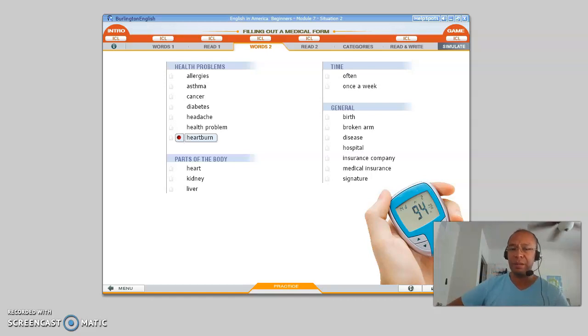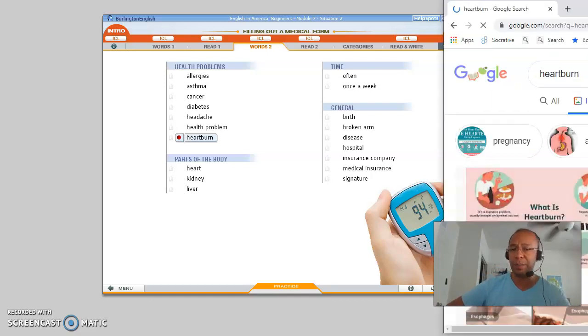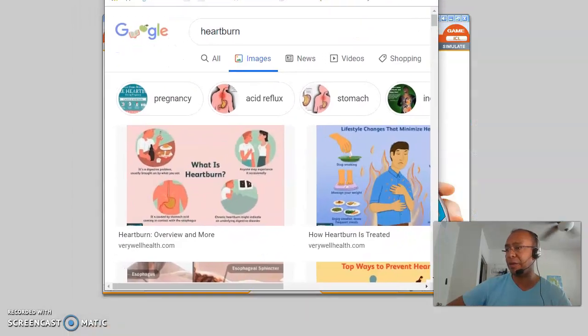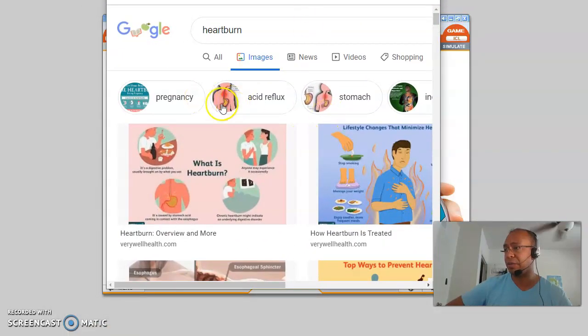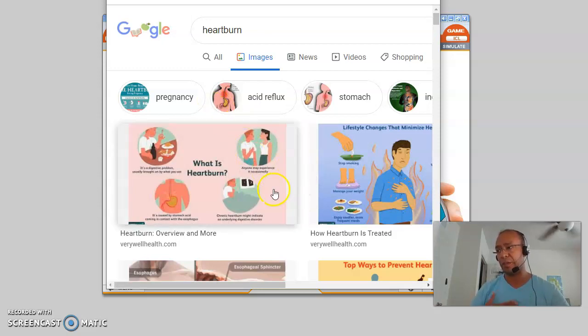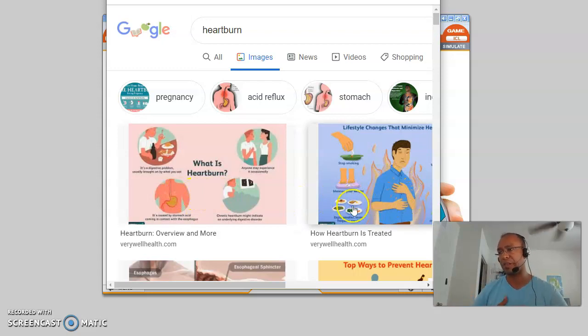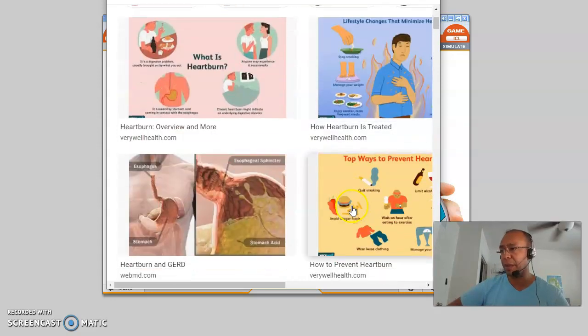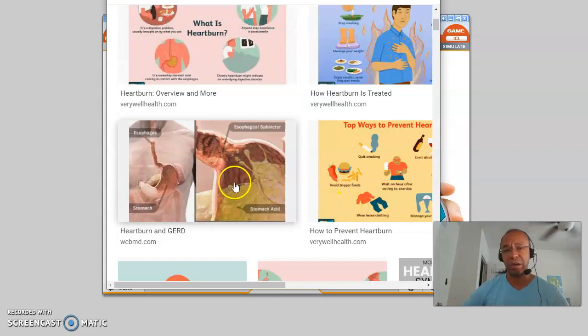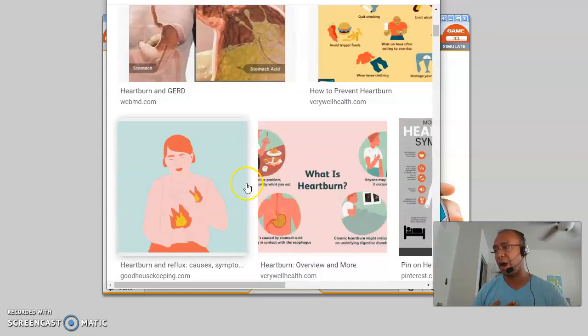Well, I have a few pictures right here that could help you a little bit. It feels like you have a reaction that comes from acid reflux in your stomach, and you can feel it right here in your esophagus. This is what a heartburn is. It feels like you're on fire. Your chest hurts because you ate something. It's caused in your esophagus, right in this area. Heartburn.